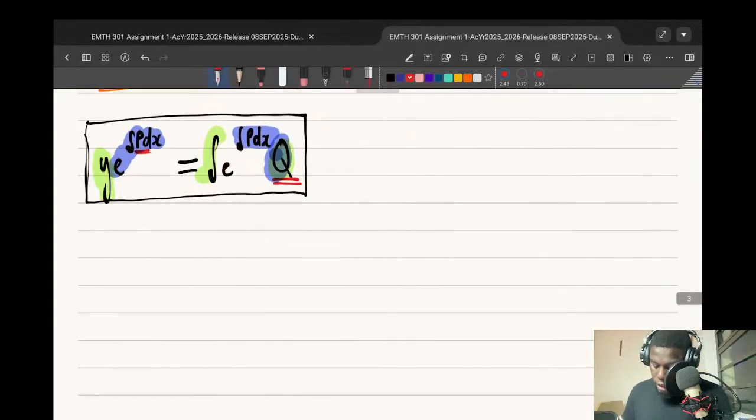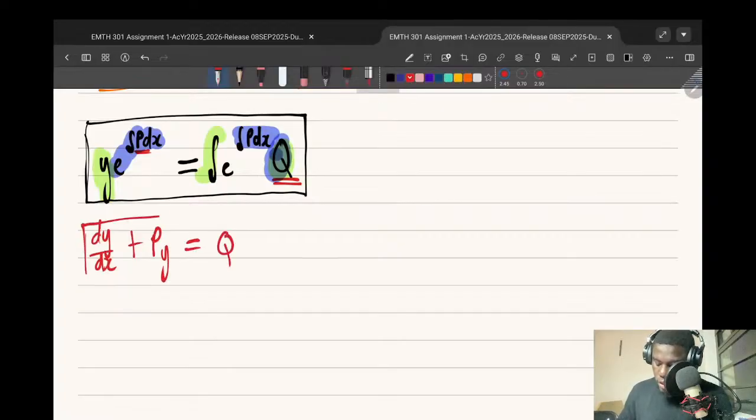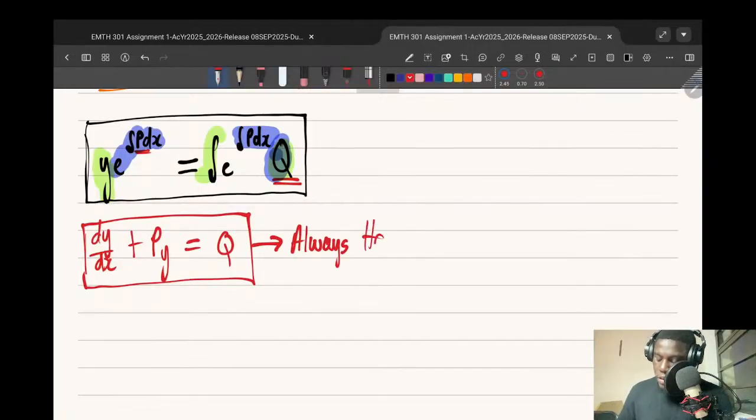How do you locate them? We're just going to say here, whatever dy dx, but dy dx should be alone. Okay, dy dx plus py is equal to q. You should know that you should always have this form.